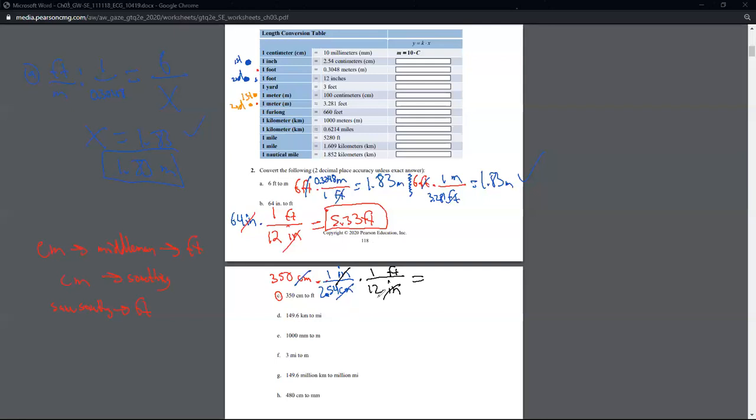Now the 2.54 and the 12 are in the bottom, so those count as divisions. I'm just going to show you what I'm about to do. 350 divided by 2.54 divided by 12. That's what I'm about to type in my calculator. 350 divided by 2.54 divided by 12. And you get 11.48 when rounded to the nearest tenth.